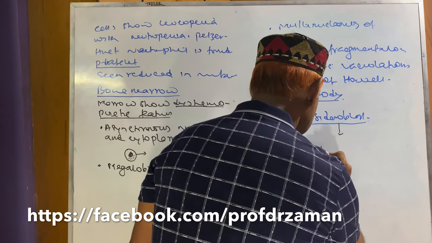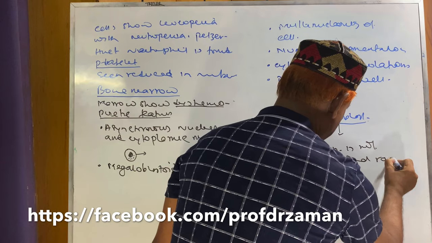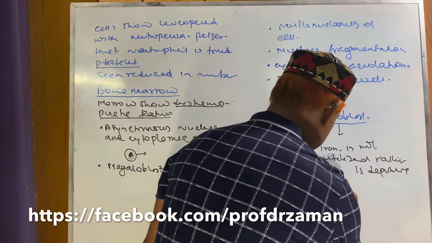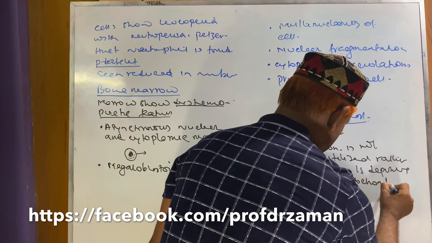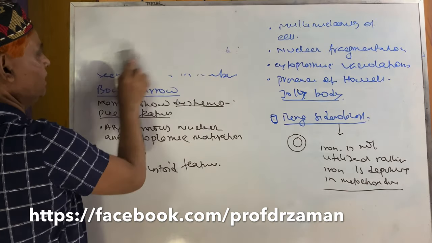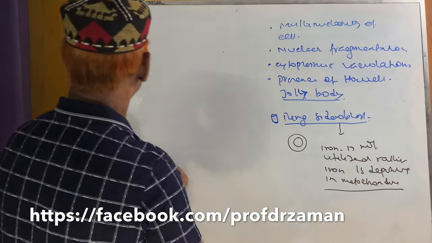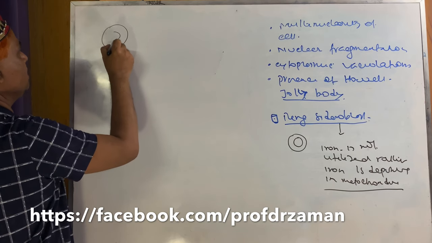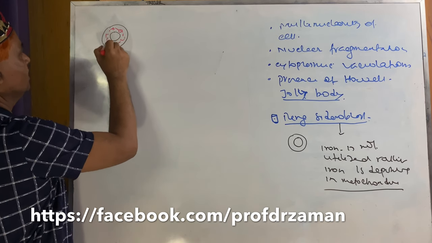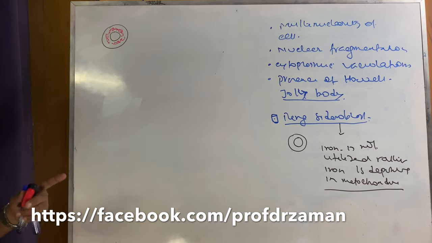So what happens? Iron is not utilized. Rather, iron is deposited in mitochondria. So iron is not utilized, rather iron is deposited in mitochondria, and the mitochondria containing the deposited iron are arranged around the nucleus. So if this is the erythroblast, if this is the nucleus, around the nucleus the mitochondria contain iron, and this is a sideroblast. It is found in sideroblastic anemia.